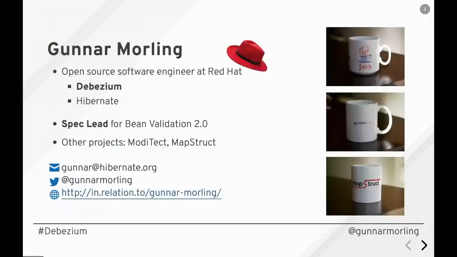Let me just talk a bit about myself so you know who's talking to you. I work as a software engineer here at Red Hat, and I'm leading the Debezium project, which is the one I'm going to talk about today. Before that, I used to be a member of the Hibernate team. Hibernate is a family of open source Java data-centric projects, and as part of that, I used to work on Bean Validation 2.0. I do some stuff on the side, and if you would like to know what I'm up to, just follow me on Twitter or check out the blog.